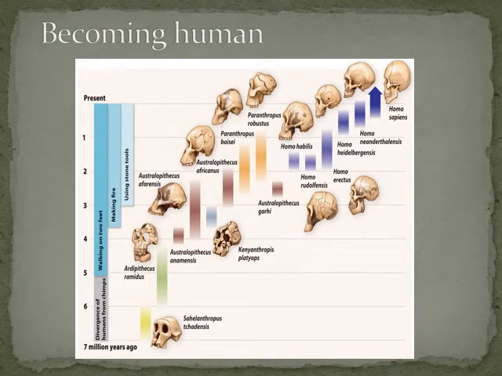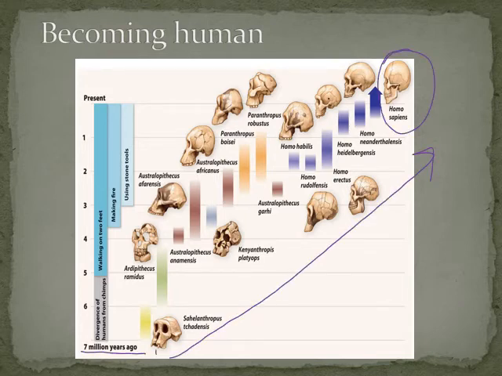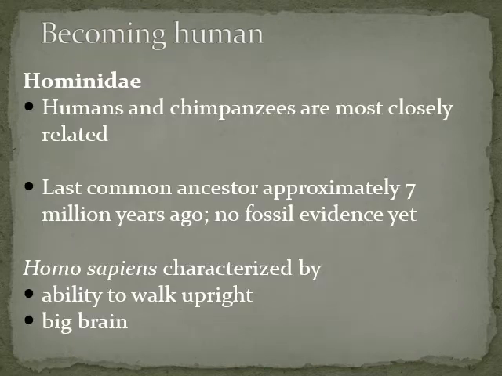You can see a timeline here. So we start from 7 million years ago and move all the way up to our modern day Homo sapiens and how we're working our way through this Hominidae family. So again, humans and chimps are most closely related. Our last common ancestor was about 7 million years ago, although they don't have any fossil evidence yet.